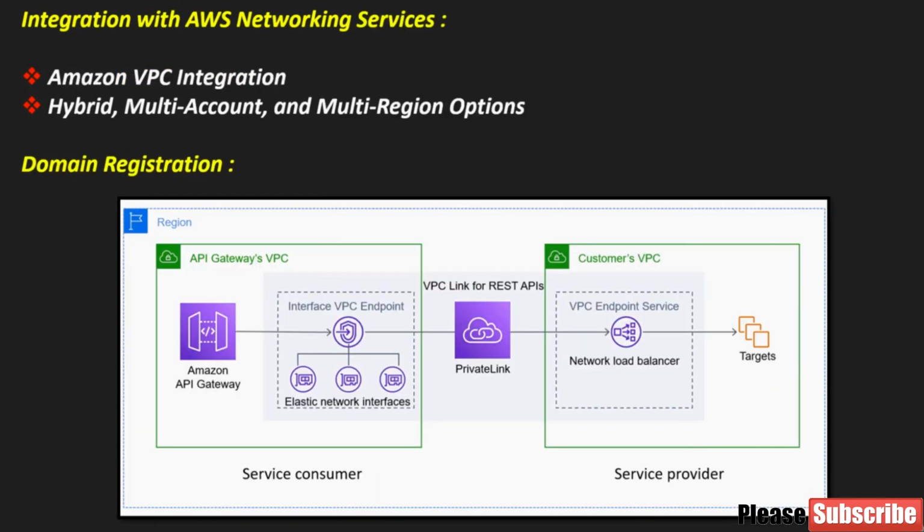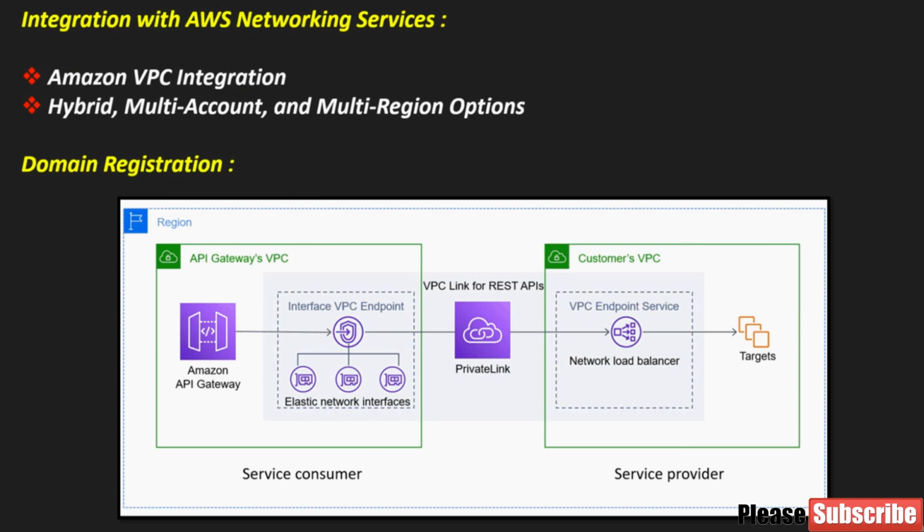What points do we need to discuss about integration with AWS networking services? Starting with Amazon VPC integration, that is the first step. Secure connectivity is very important, because integrating Route 53 with Amazon Virtual Private Cloud, Amazon VPC, enhances the security and privacy of DNS queries within the VPC. What are the hybrid, multi-account, and multi-region options? Flexibility in deployment: Route 53 seamlessly integrates with hybrid architectures, supporting DNS resolution across multiple AWS accounts and regions too.